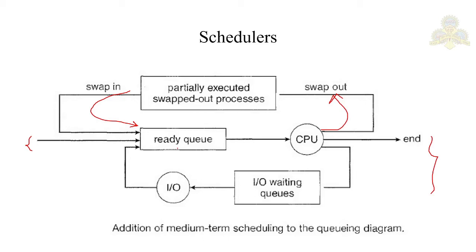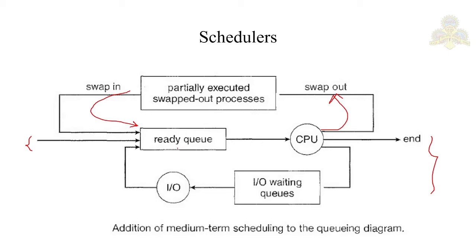Now this we call swapping. The process, whatever is executing or is in the ready queue, will be swapped out or moved out of the main memory, and later it would be swapped in or moved into the ready queue. Now this would be done by a scheduler called your medium term scheduler.